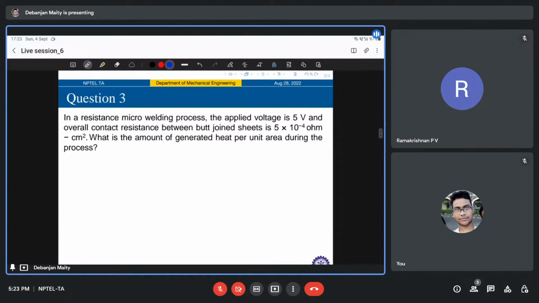Now, if you see question 3, it asks about something from resistance welding. It says in a resistance micro welding process, the applied voltage is 5 volt. The overall contact resistance between butt joint sheets is 5 into 10 to the minus 4 ohm centimeter square. And it asks what is the amount of generated heat per unit area during the process.